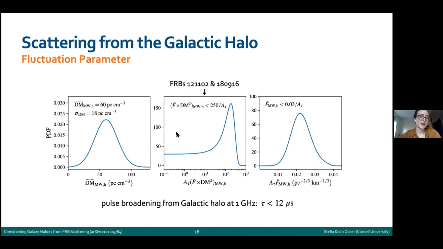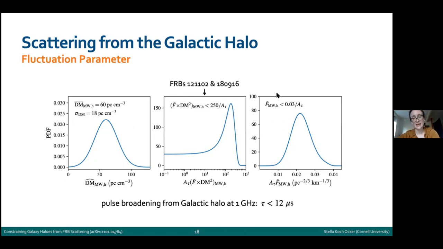And so we adopt a very generic approach where we approximate the DM using a Gaussian PDF with a mean of 60 parsecs per cubic centimeter. And we just do this because it generally approximates the range of allowed values for the DM contribution of our halo. And so when we combine this DM contribution of the halo with F tilde times DM squared of the halo, then we get an upper limit on the fluctuation parameter.